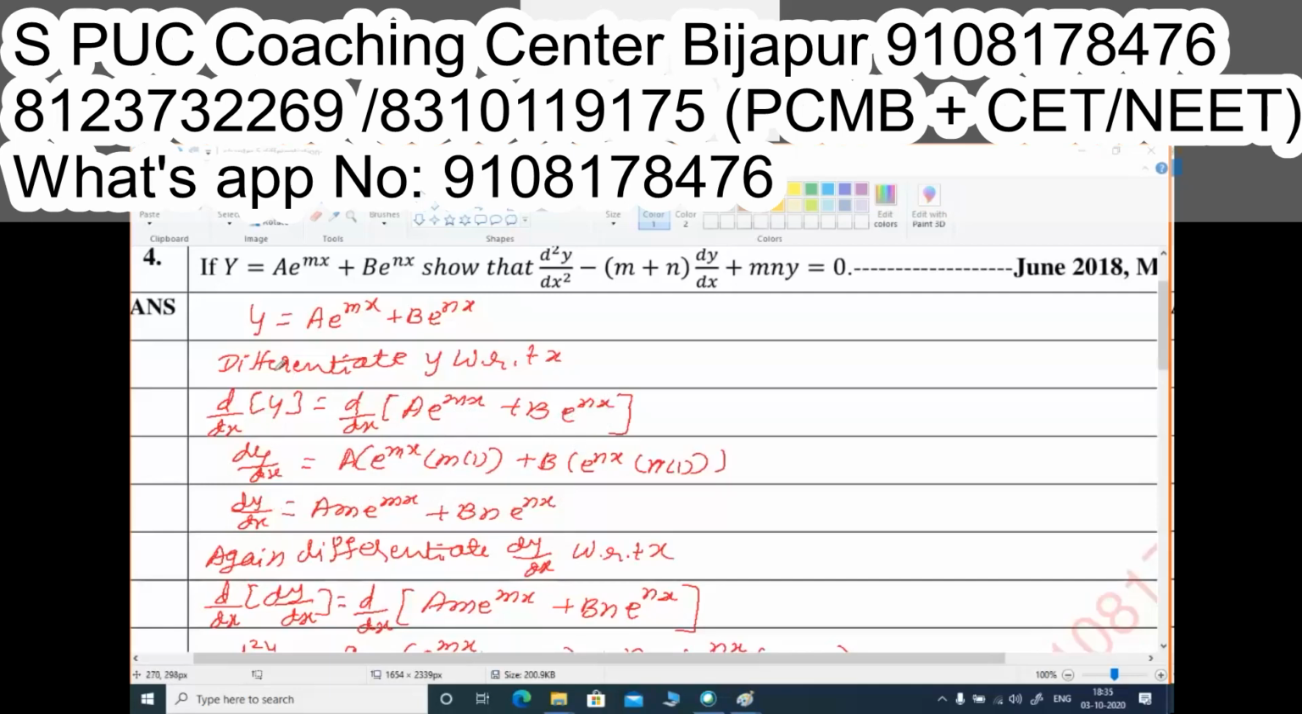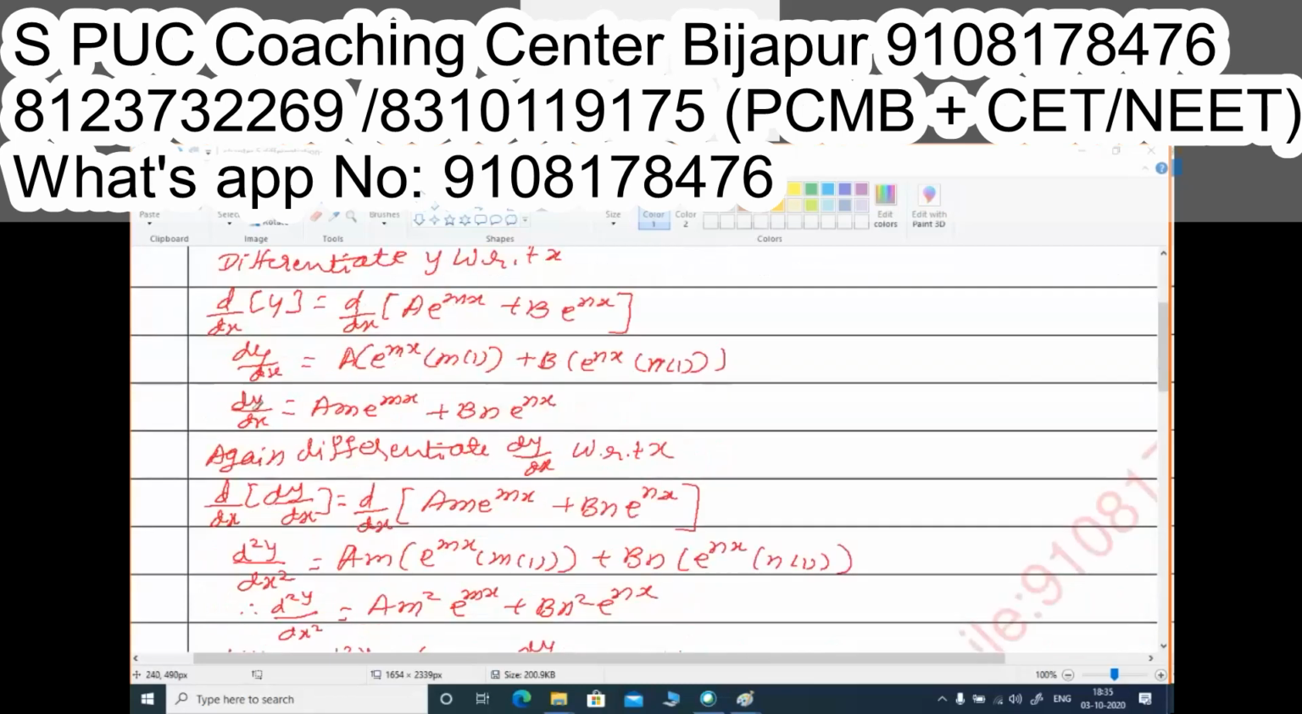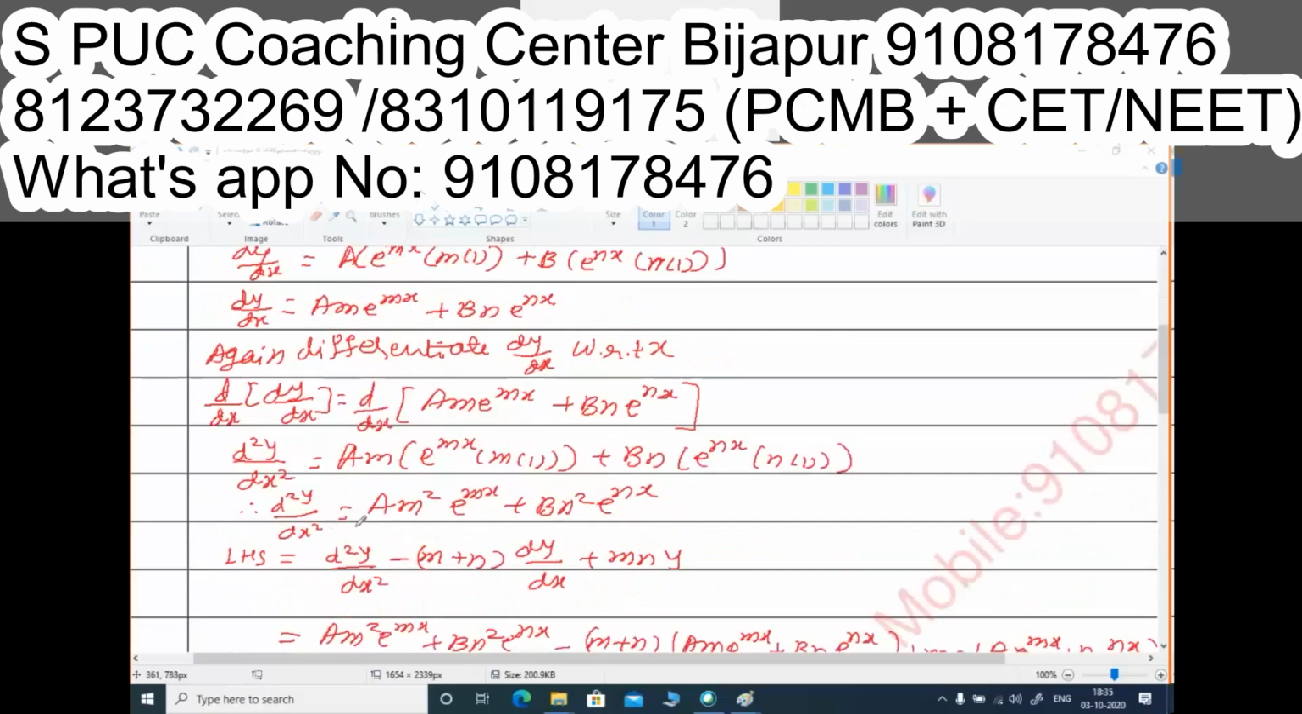Okay, so you found dy by dx. In the same way, differentiate once more, dy by dx with respect to x. How you carried out here, in the same fashion you have to carry out that. am is constant, take it outside. Next, differentiation of e raised to mx, same as before. Then d square y by dx square is going to come out as am square e raised to mx plus bn square e raised to nx. So you found dy by dx and d square y by dx square.